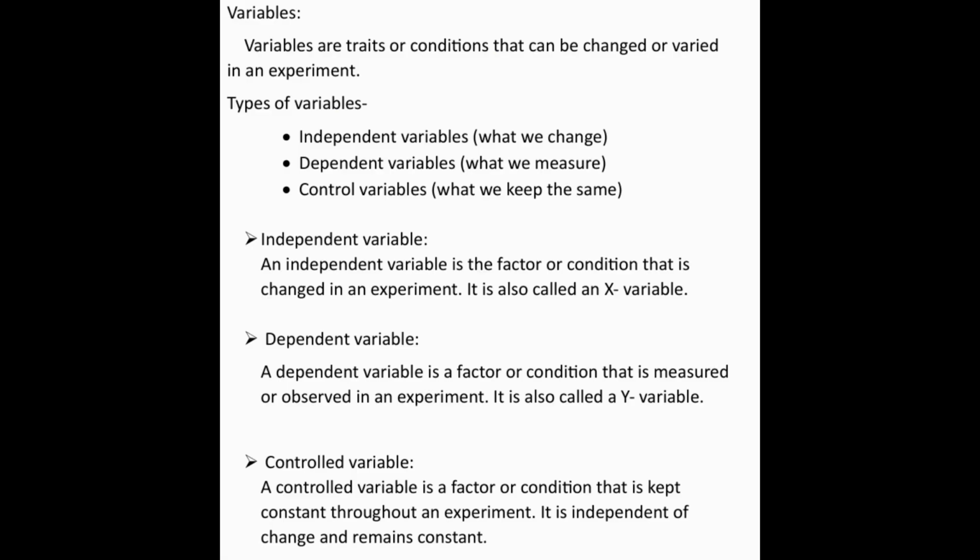Now students, first of all, what are variables? Variables are traits or conditions that can be changed or varied in an experiment. In simple words, variables are those factors that we can change or measure during an experiment. For example, in a science laboratory experiment, let's imagine this situation.